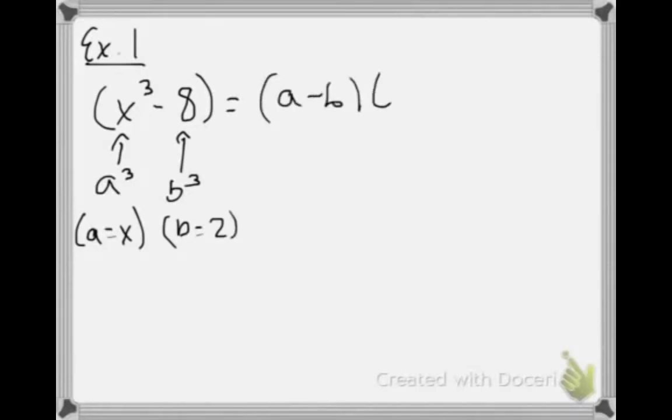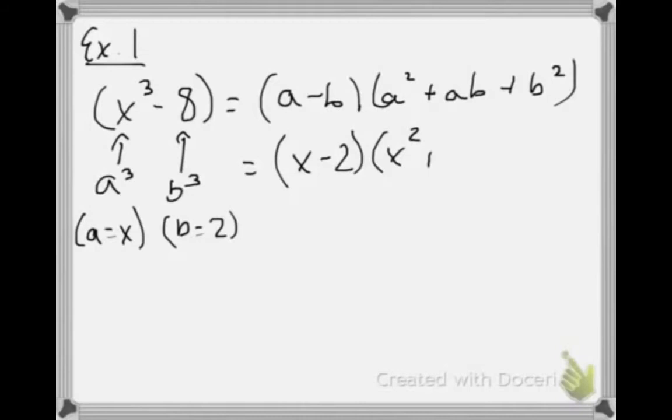Now we're going to use our pattern, and I'm rewriting it here first to start out. A minus b times a squared plus ab plus b squared. And we'll plug in x for a and 2 for b. So our first factor is x minus 2. Our second factor will be a squared, which is now x squared, plus ab, which is 2x, and then b squared, which is 4, plus 4. So that is how we factor x cubed minus 8.